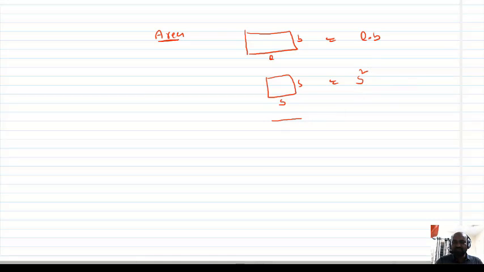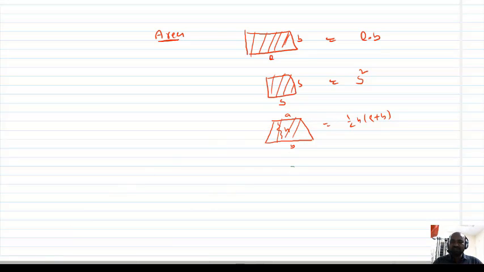A trapezium is given. This length is A, this length is B, and the distance between them is H. I can say its area is half into H into A plus B. So these polygons have specific formulas to find areas. Area of this surface is L into B, area of this surface is S square, area of this surface is half into H into A plus B.